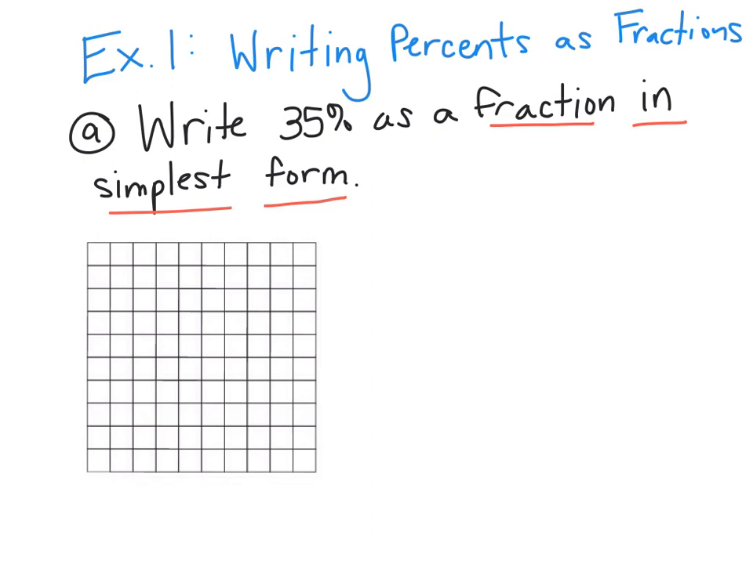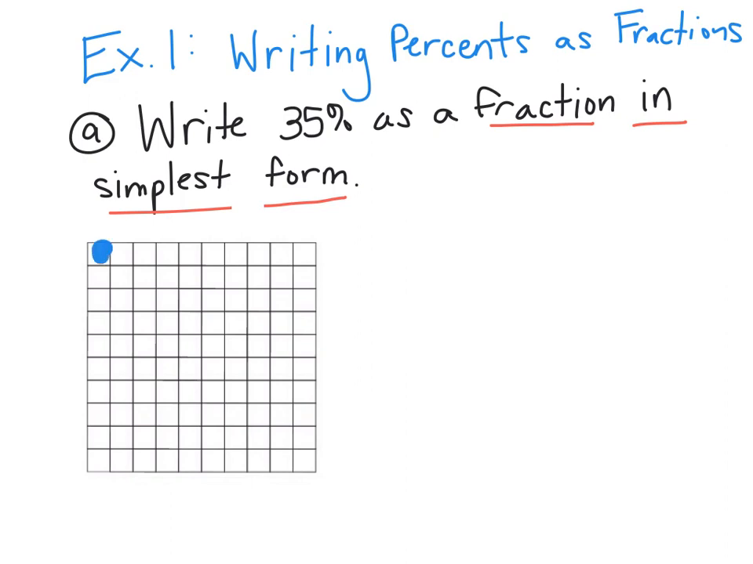For example 1, we're going to be writing percents as fractions, and the first one is asking us to write 35% as a fraction in simplest form, and we're going to use a hundredths chart just to get us started on this. You're not always going to, but I'm giving you some hundredths charts that you can use for your notes this time. The first thing I want you to do is make sure you remember what 35% is, and it means 35 out of 100. Remember that part to whole ratio.